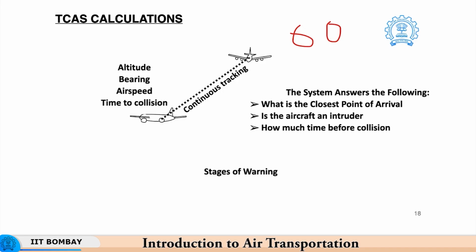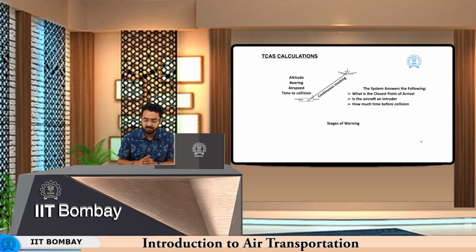Now, what are the different stages of alert? Based on all these calculations, there are two different stages of alert and warning associated with these TCAS systems. The first occurs when the aircraft enters within a vicinity of 45 seconds. At this particular point, the TCAS system will only give an alert to the pilot that a particular aircraft is of concern, and the pilot should take note of the presence of such an aircraft. The second warning comes when the aircraft is within 5 seconds of the collision.